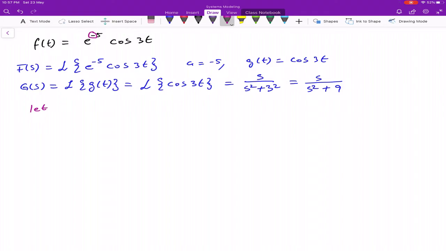Now remember, here we have a minus sign, so we are going to shift by a positive number. So we let s be equal to s plus 5, and we are going to substitute the s plus 5 wherever we have s. So we are going to have f of s is equal to (s plus 5) over (s plus 5) squared plus 9. You see, it's very simple. Let me do one more example, then we can leave this topic.